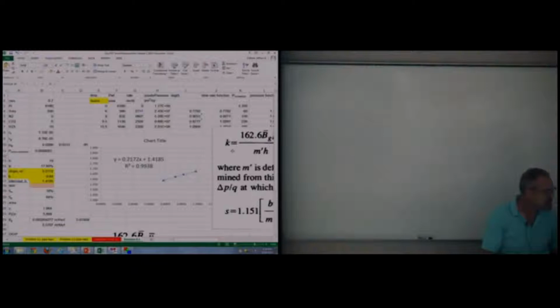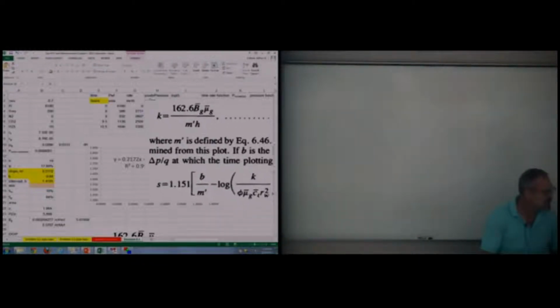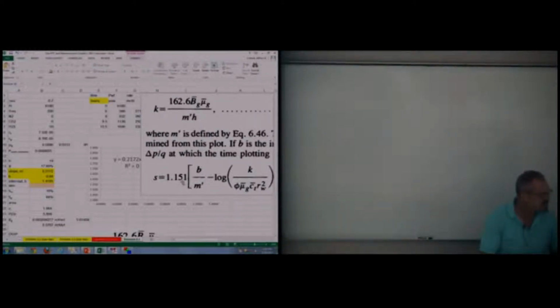So now I'm pretty much ready to use this equation for skin. Skin is 1.151 times B over slope. We got B and we got slope. You see, we calculated permeability, and it's going to be in our skin equation. We always have to calculate permeability first before we can calculate skin, because permeability is in our skin equation. Is that obvious?